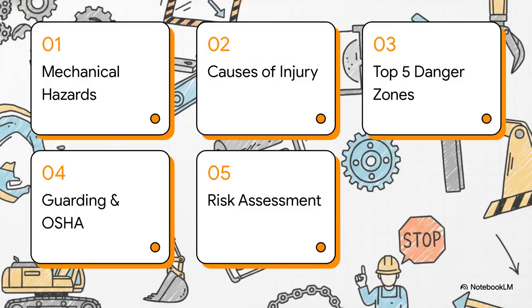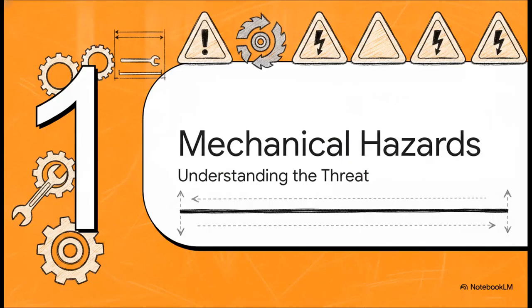So here is exactly what we're covering in this morning's briefing. We'll start with mechanical hazards on the floor, then look at how machines cause injury. From there, we'll identify the top 5 danger zones, discuss guarding and OSHA requirements, and finally, wrap up with risk assessment and maintenance. Okay, Section 1, Mechanical Hazards on the Floor.